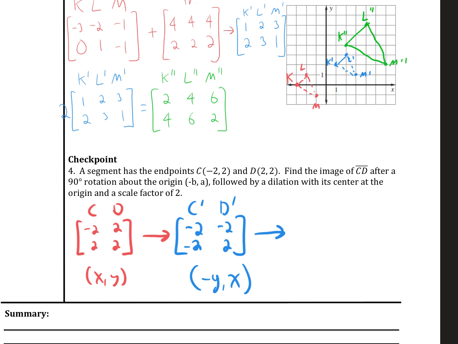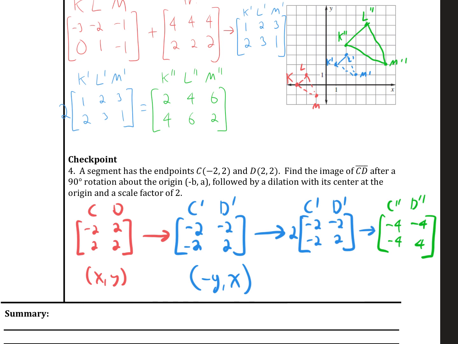And the last thing we did is we did C double prime, okay? We're actually going to multiply, I'll do this again. So we'll do C prime, D prime. We're going to multiply this by 2, right? So we had -2, -2, -2, and 2. And that's going to give us our C double prime, D double prime, which is going to be, multiplying those all by 2, -4, -4, and -4, +4.